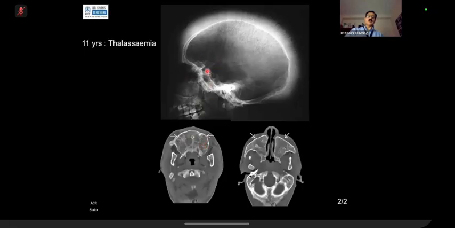And on a plain film, it will be seen like this. So this is a different patient. So this is again a case of thalassemia.